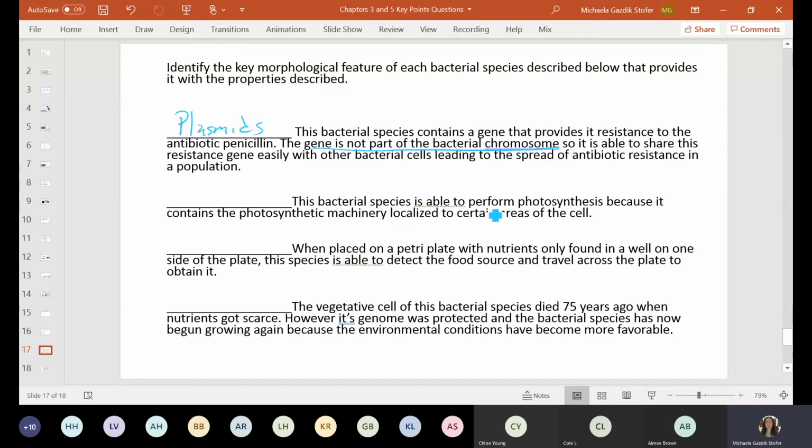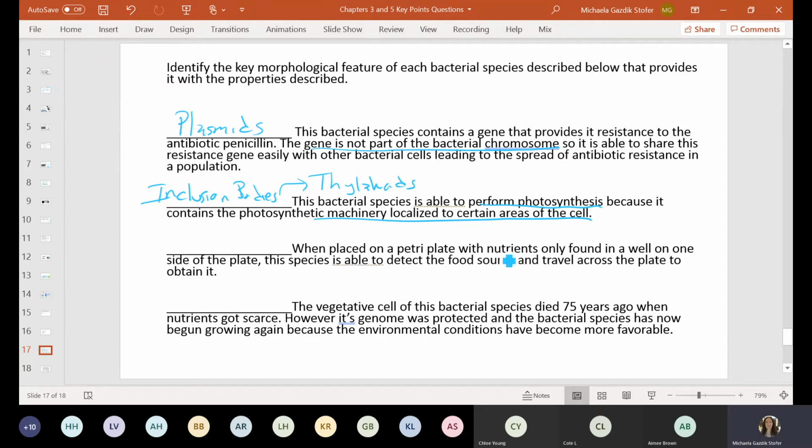A bacterial species is able to perform photosynthesis because it contains the machinery localized to certain areas of the cell. Localized to certain areas of the cell, those are our inclusion bodies. And even more specifically, the specific inclusion body involved in photosynthesis were the thylakoids.